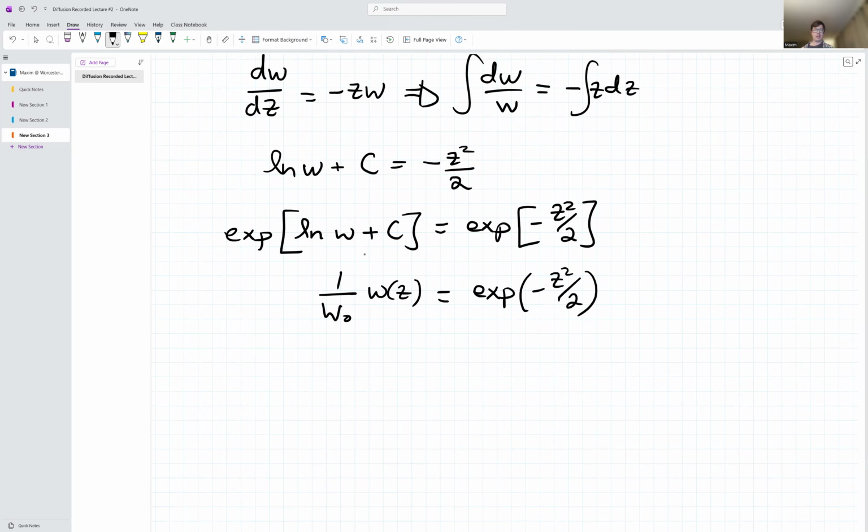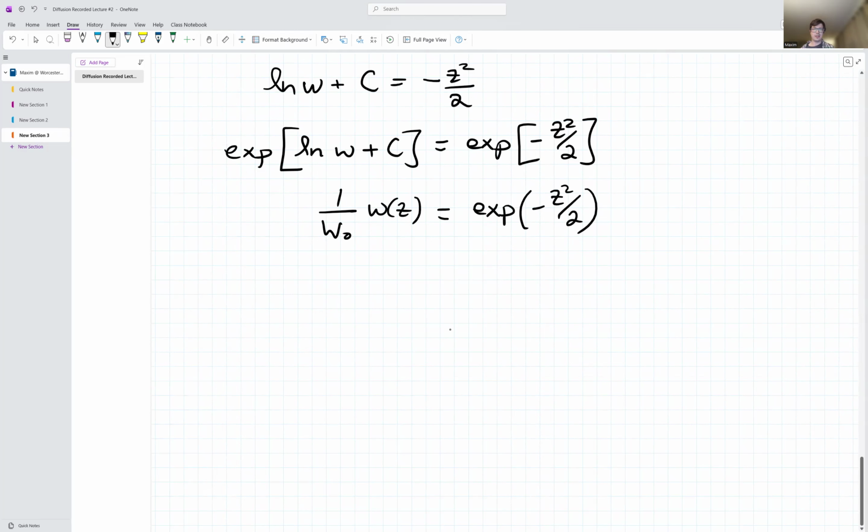And now what we're left with is that W(z) is equal to some constant W0 times the exponential of minus z squared over 2.